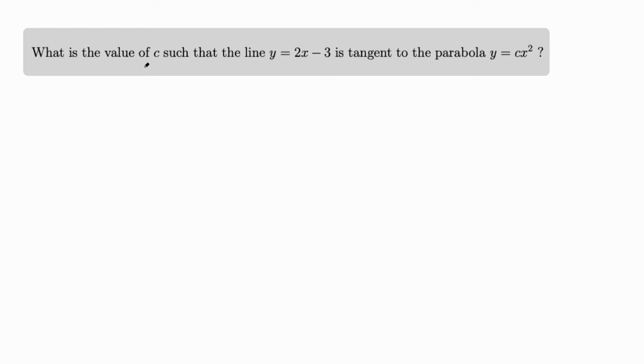What is the value of c such that the line y equals 2x minus 3 is tangent to the parabola y equals cx squared? So we want to find the value of c so that this line is tangent to the parabola.